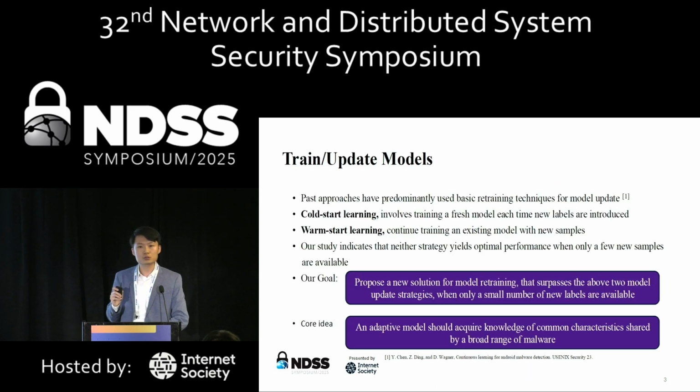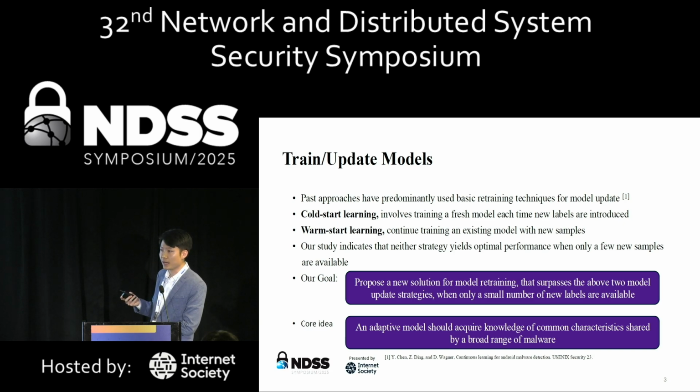There are two primary approaches when it comes to updating the model in past work. The first one is called cold start learning, which involves training a fresh model each time new labels are introduced. A second strategy is called warm start learning, which continues training an existing model with the new samples. However, neither of those two strategies is optimized for the problem that we're tackling in this work, that is updating the model with very few labeled samples.